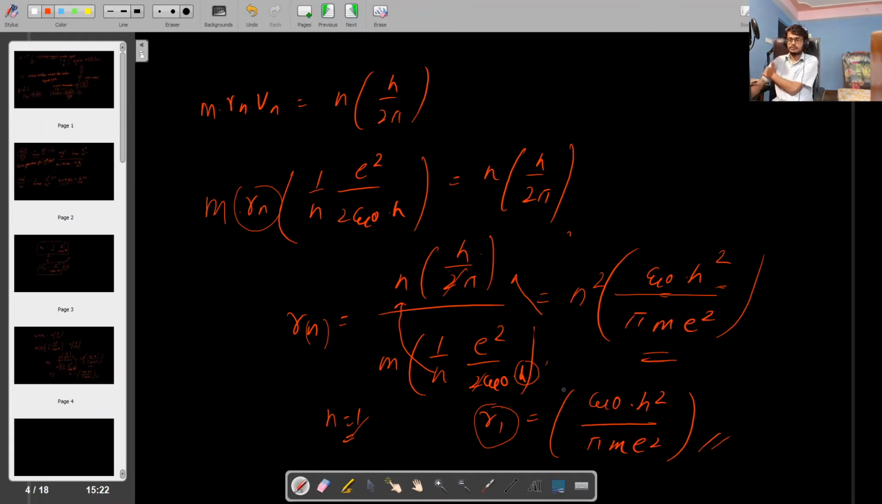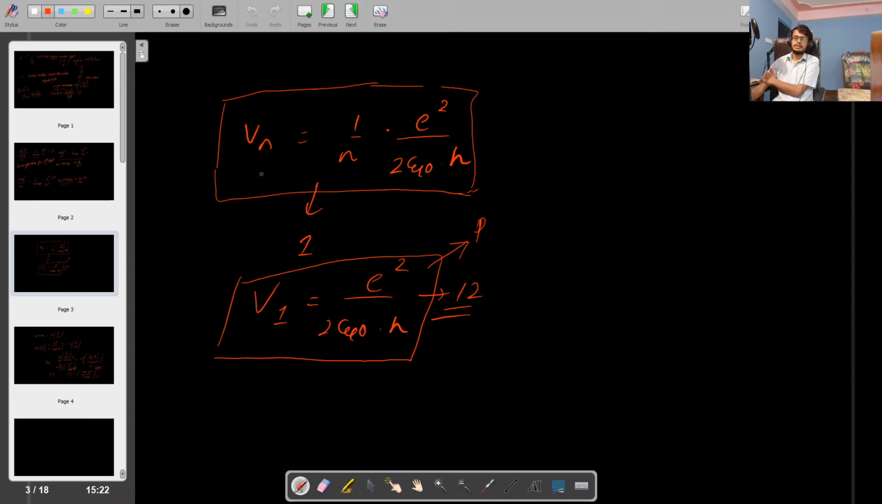So okay. Now what do we do? This is very important. This is in the syllabus as well, and it is very important. With this formula you can find the radius of the electron orbits, and with this Vn formula you can find the velocity of the nth orbit. So this is for the Bohr's model of an atom.